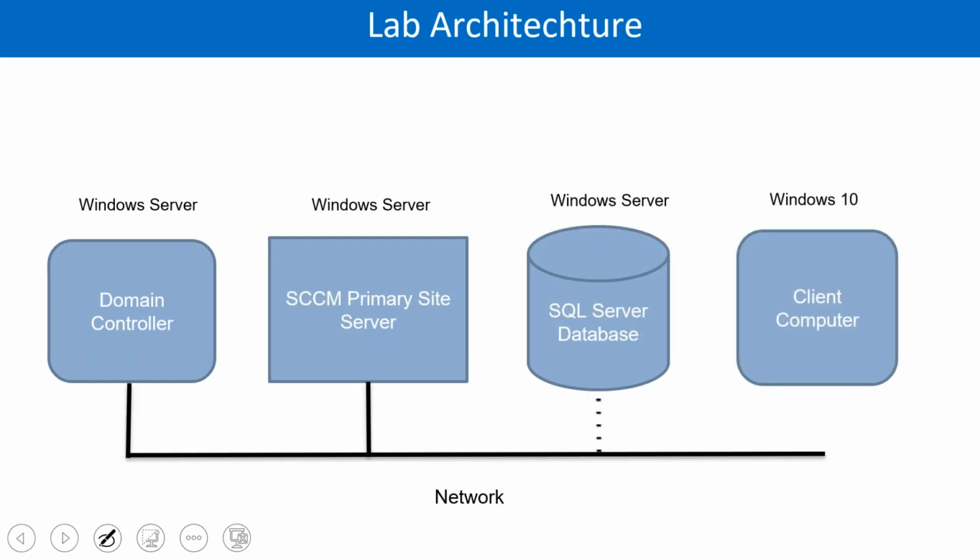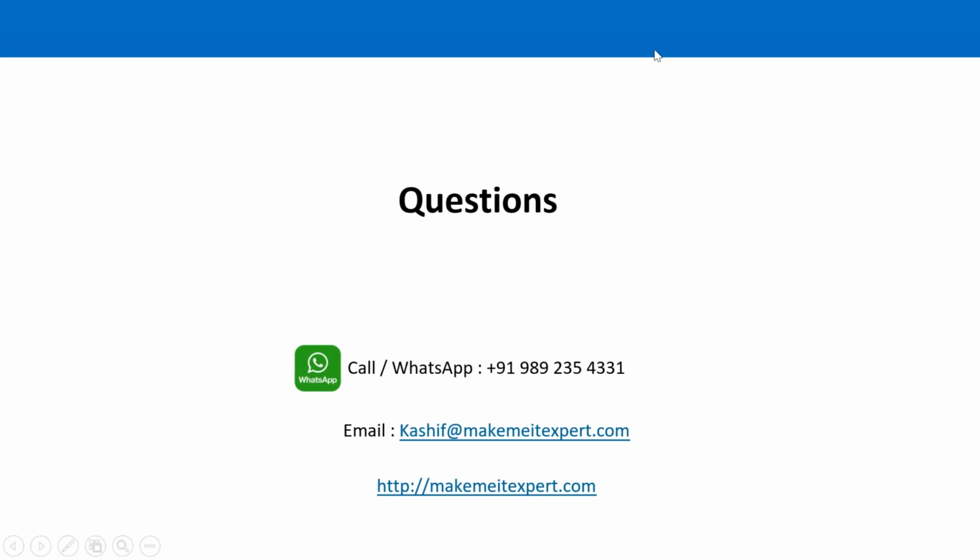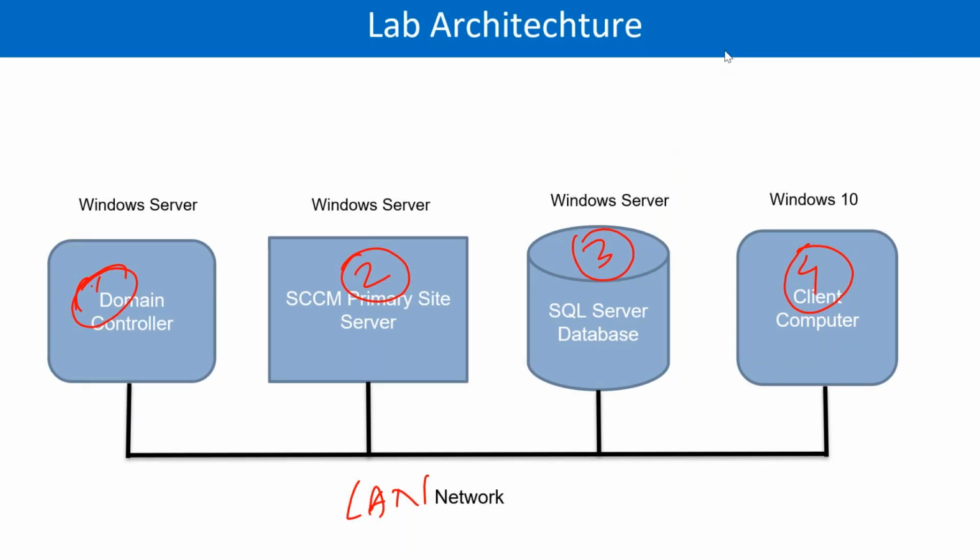The lab architecture will be like this. We will install 4 machines. One will be your domain controller, second will be your SCCM primary site server, third will be your SQL Server database, and fourth will be your Windows 10. So 4 different machines, all on the same LAN network so that they can talk to each other. Any question? All good?